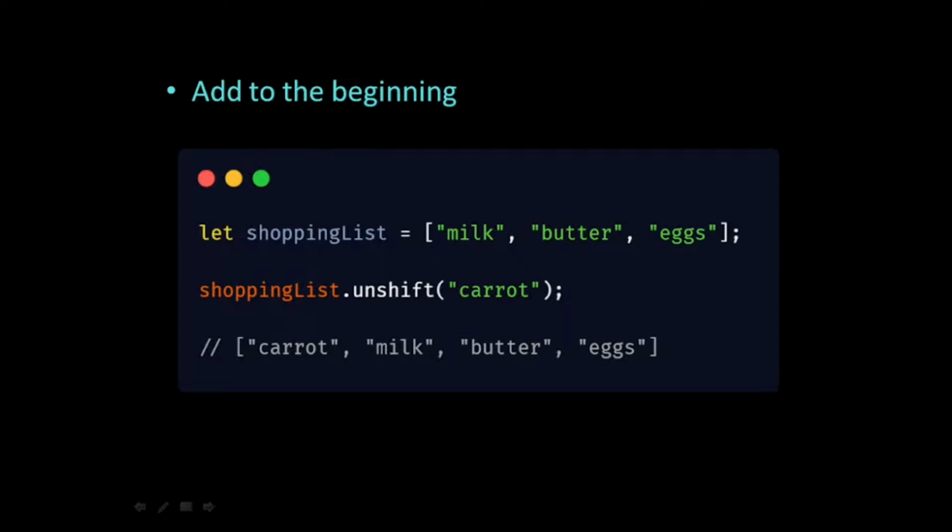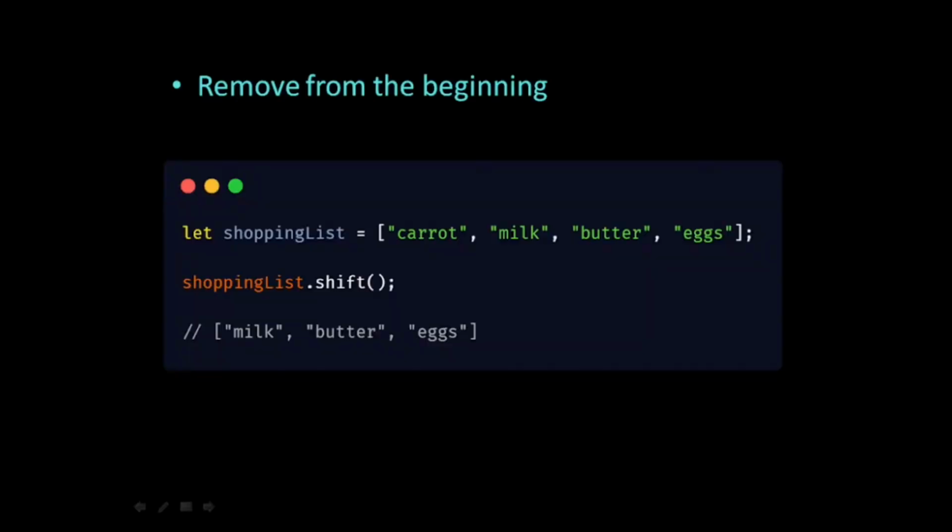To add an element to the beginning of an array, we can use the unshift method. This one adds carrot to the beginning of our shopping list. And to remove from the beginning, we can use the shift method. This removes carrot from the beginning of the list.